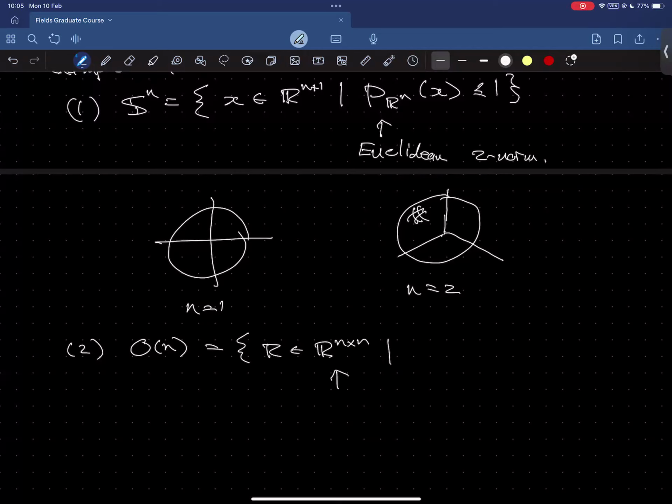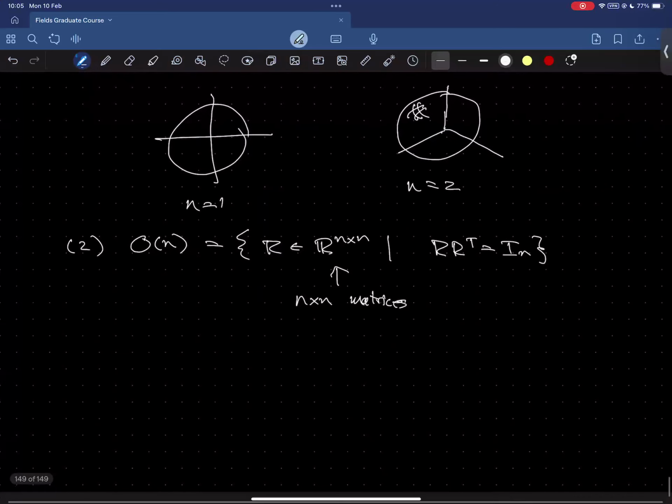Let's consider n by n matrices which satisfy this relationship. When you multiply them by their own transpose, you get the identity. So these are orthogonal matrices. That's the name for this kind of matrices. That's where the big O comes from.